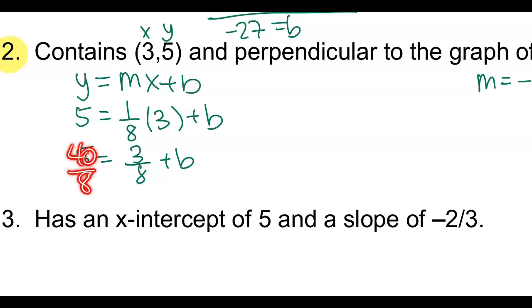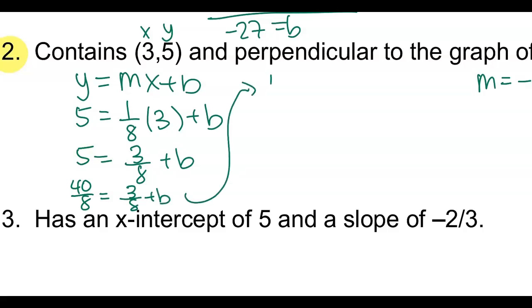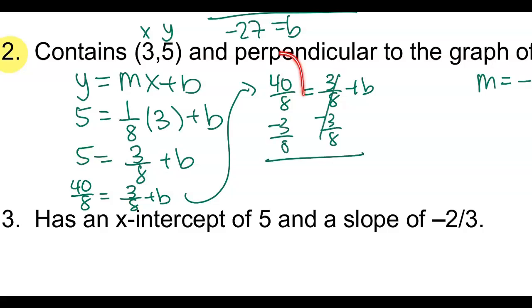So it's not that difficult. You would just have to rewrite it. So we'll leave it as 40 over 8, since some of you guys did that. And then I would need to subtract 3 over 8 on each side. So we're going to have 40 over 8 equals 3 over 8 plus b. I'm going to subtract 3 over 8 on each side. When you subtract both of these, are you subtracting the denominators? No, just the numerators. So Olivia, what's 40 minus 3? You're right, 37. And we're going to keep that over 8.